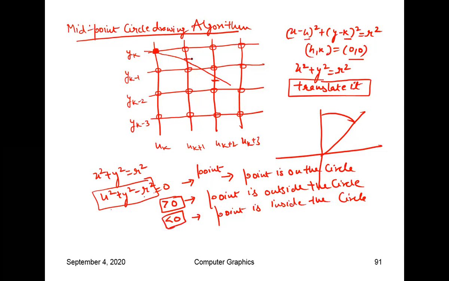So if it is outside, that means that arc is much closer than the downward pixel. Okay, so that arc is much closer than the downward pixel. So this pixel needs to be drawn. And if it is inside, it means that arc is much closer to the upward pixel. Means this pixel needs to be drawn.